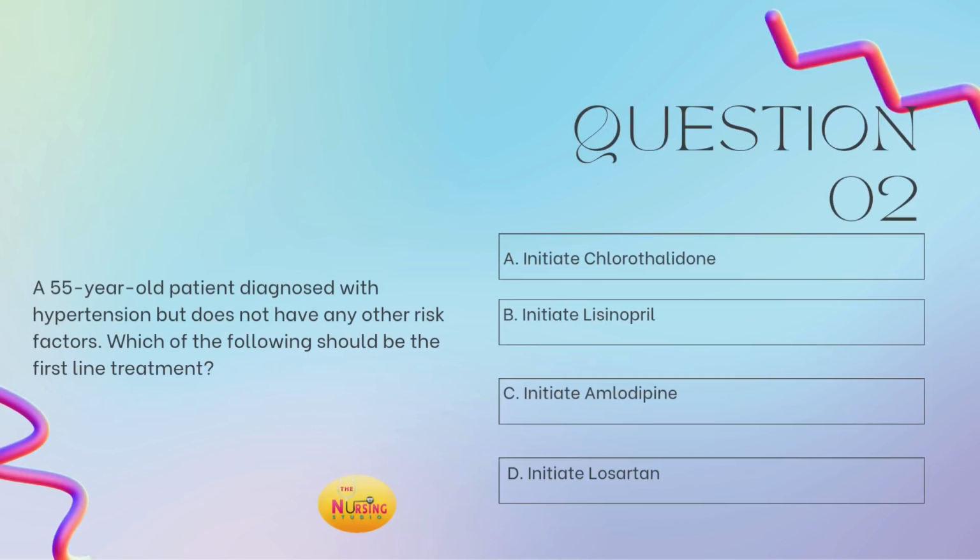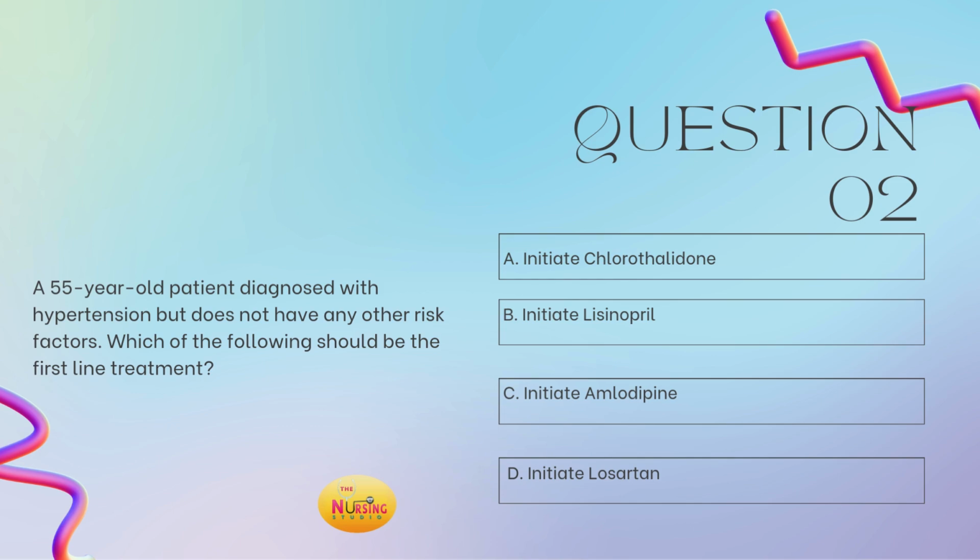All right, question number 2. A 55-year-old patient diagnosed with hypertension but does not have any other risk factors. Which of the following should be the first line treatment? Is it A, initiate chlorthalidone, B, initiate lisinopril, C, initiate amlodipine, or D, initiate losartan? Take a moment and tell me what you got in the comments, you guys.